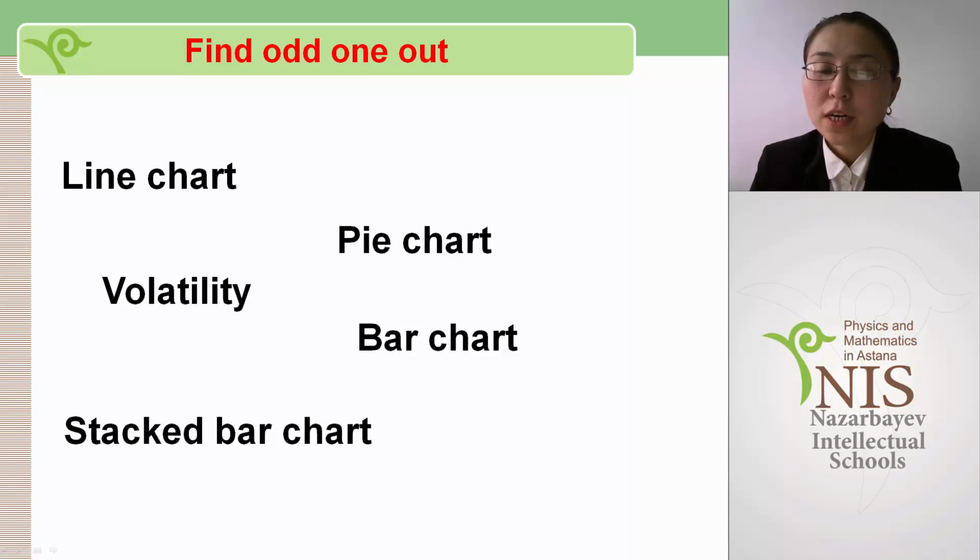Okay, that's great. And the right answer was volatility. All 4 answers, line chart, pie chart, bar chart, and stacked bar chart, they represent types of graph. But volatility is something that is inside the text when we are describing the graph, any graph.